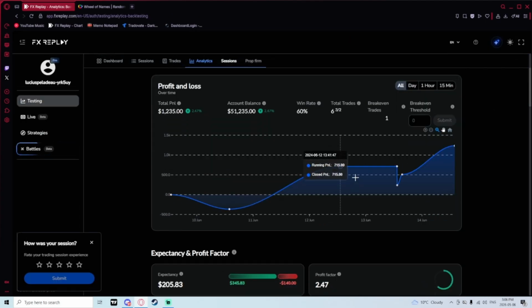Let's take a look at the win rate. So 60% win rate, nothing crazy. There was a mistake in here, so one of those losses should have been nothing. So technically this should be a 75% win rate, but again, we'll call it 60% because it is a 60%.